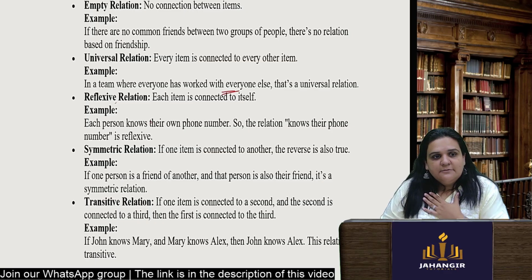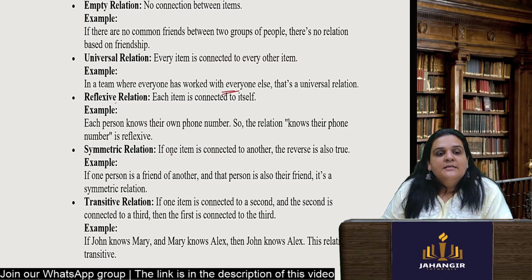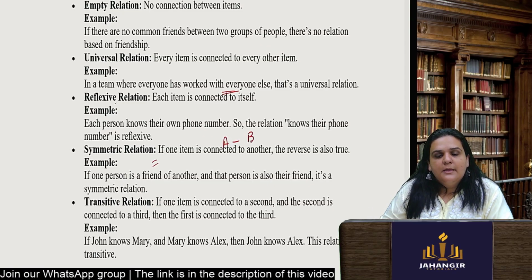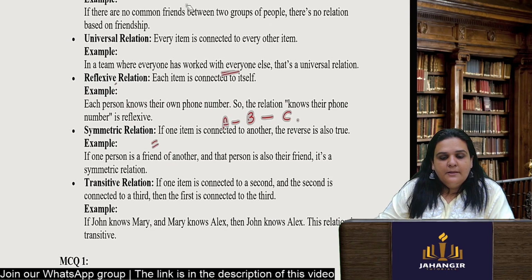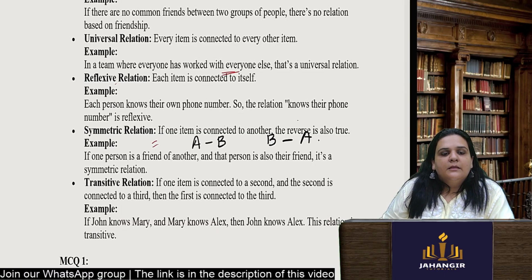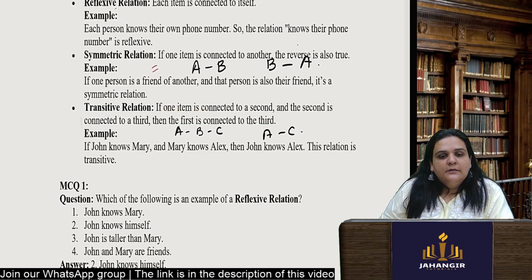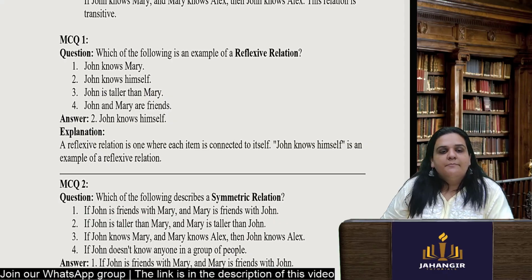It is a reflexive relation. Okay, symmetric: one item is connected to another. If I say A is connected to B, I can also say B is connected to A. Transitive relationship is where I can say A is connected to B, B is connected to C, so I can say A is directly connected to C also. Now MCQs on these types of relationships.